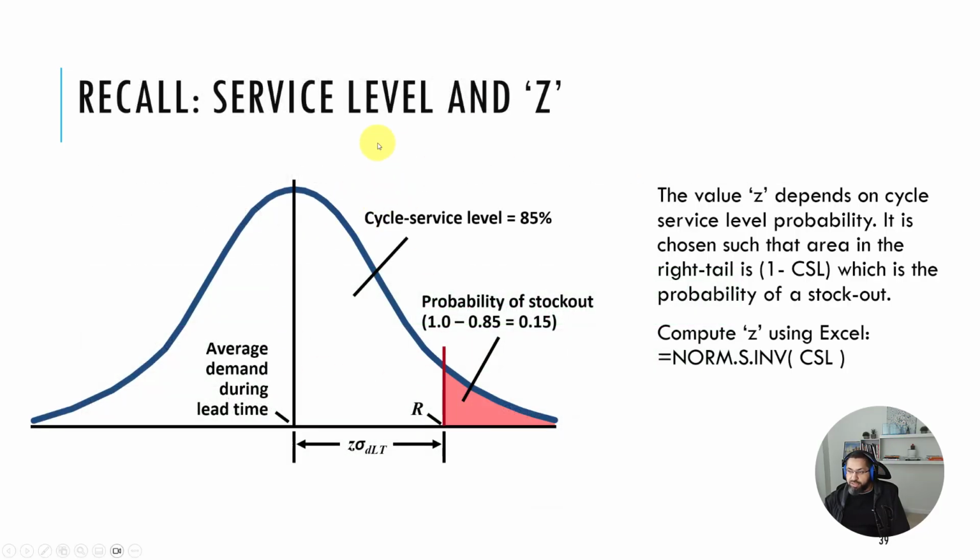Again, this slide is kind of repeated. We're showing you how to find Z. In Excel, you do equals NORM.S.INV and give it the cycle service level, which should be specified in the question. And we already discussed what the cycle service level is in the context of a reorder point. So we can just use that discussion. It's a similar idea here. The cycle service level means the same thing here, and we just put it into the Excel formula to get the value of Z.